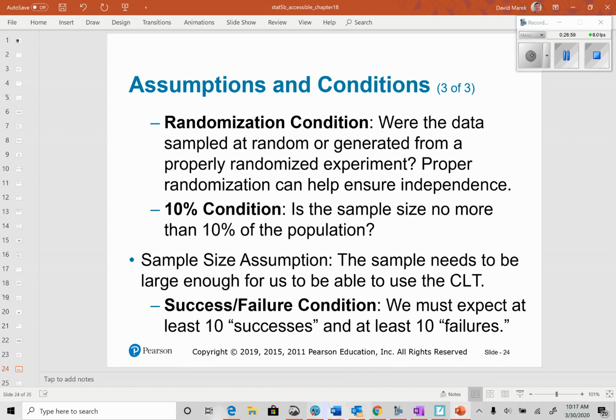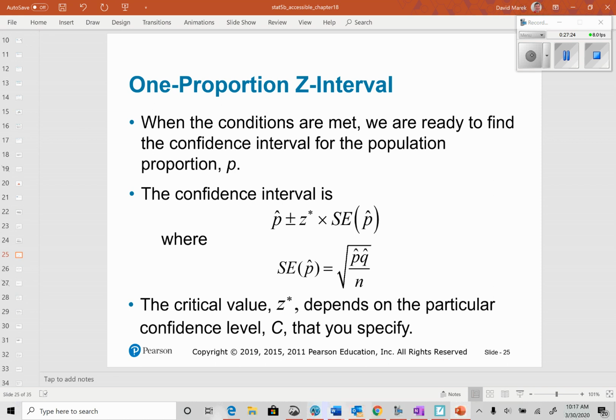Okay. The sample size assumption, again, this is from our central limit theorem. We need to check both the success condition and the failure condition. That's why the authors keep referring to it in this way. Okay. At least 10 successes and at least 10 failures, because otherwise our sample size isn't big enough to use the central limit theorem.